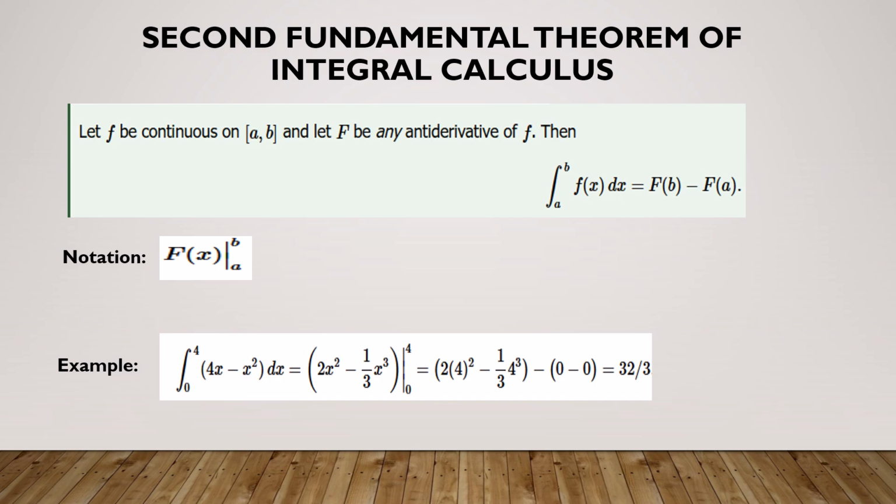First put the upper limit, means put x is equal to 4. So you get 2 into 4 square minus 1 upon 3 into 4 cube. Minus, now put the value of x as the lower limit, which is 0. So it is 2 into 0 minus 1 by 3 into 0. So a unique value will be there for definite integration. The value of this definite integral is 32 by 3.